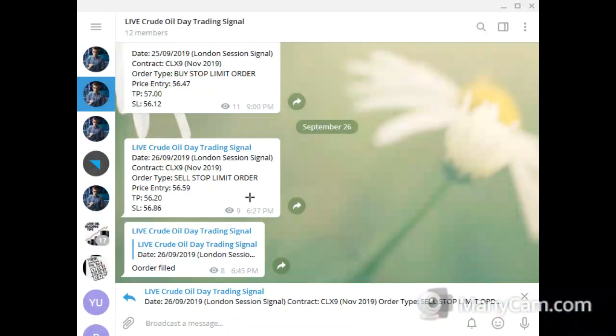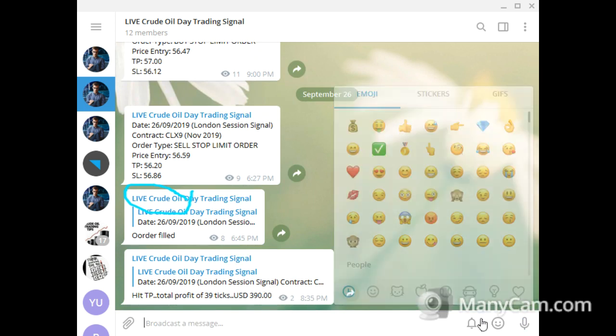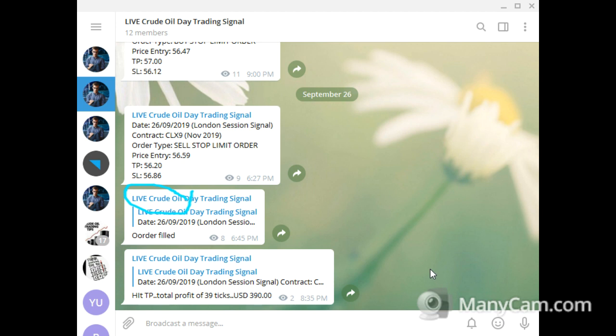We hit our TP, but I still want to hold it. The target was 56.20, and now the lowest is 56.15. I just want to type something, then hit TP. Okay, just write it. This is how I do my live broadcast. So we hit the TP, it was a good one.